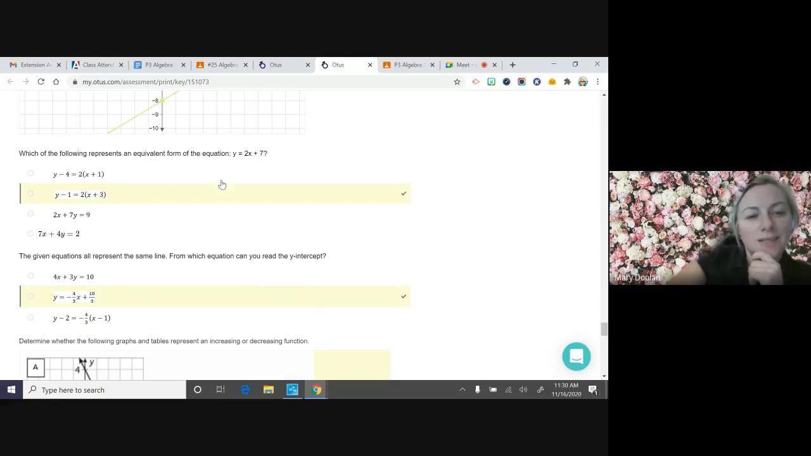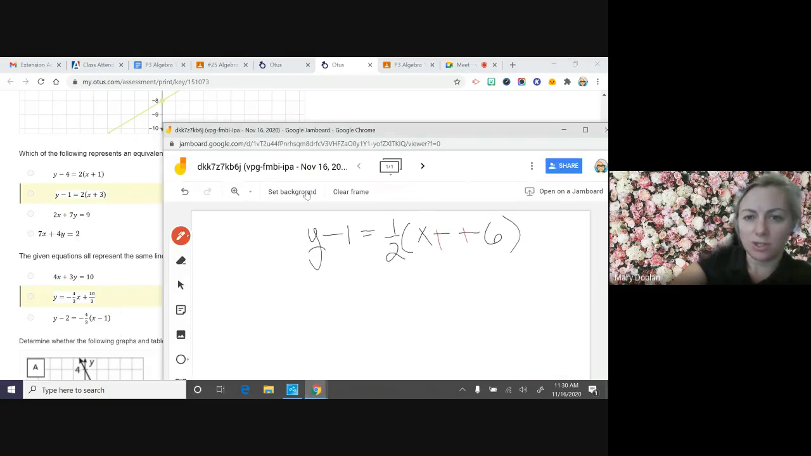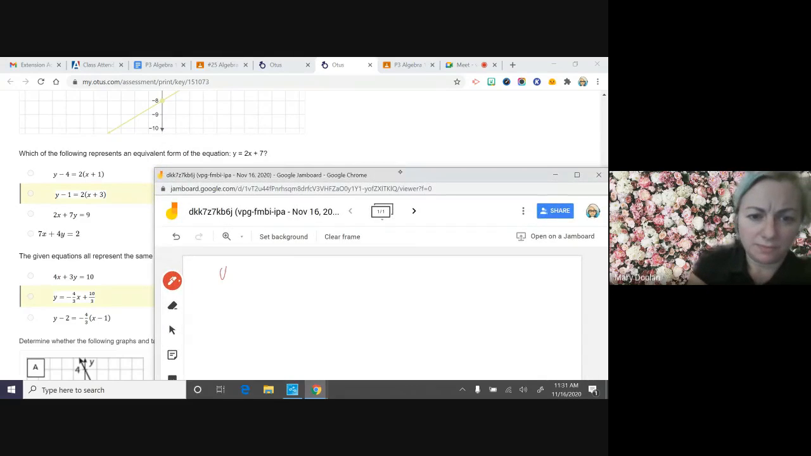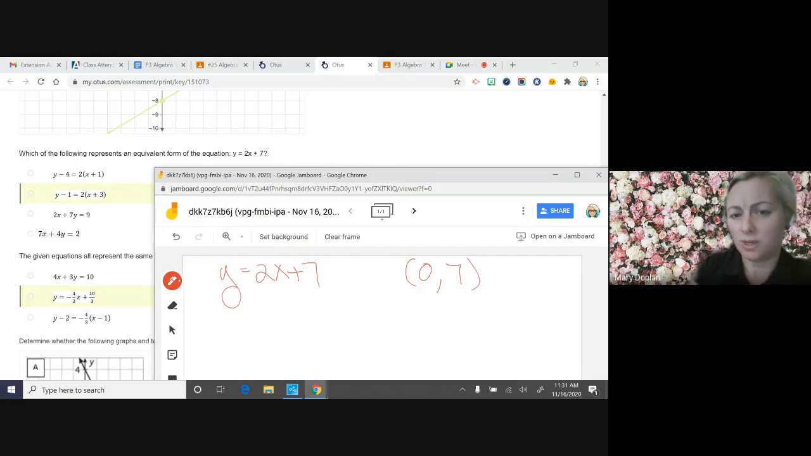So I'm guessing, I know how to do this problem, but I don't know how to do it easily. You would think it'd be an easy answer if you're just having to pick it out. I could show you a more complicated way to do it. Y is equal to 2x plus 7. That's slope-intercept form, which means I know the y-intercept. The y-intercept is (0, 7), so this is a point on that line. And the slope is 2.